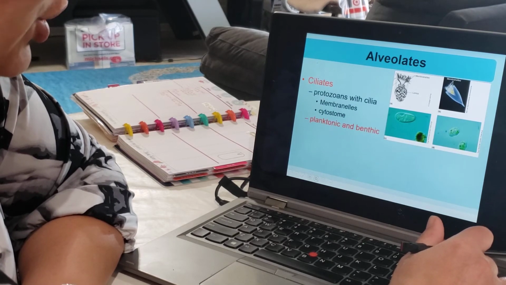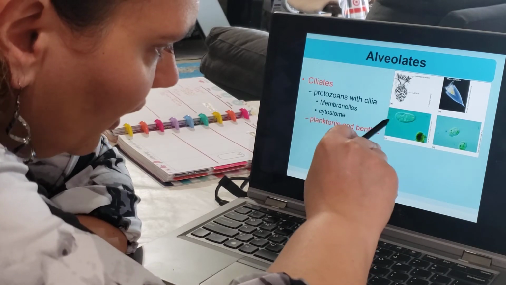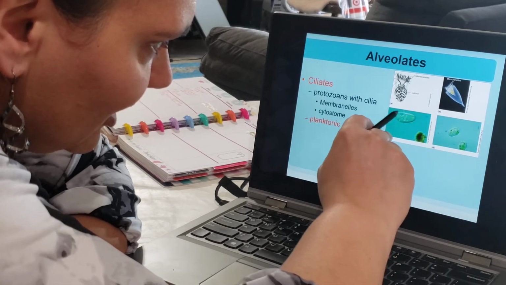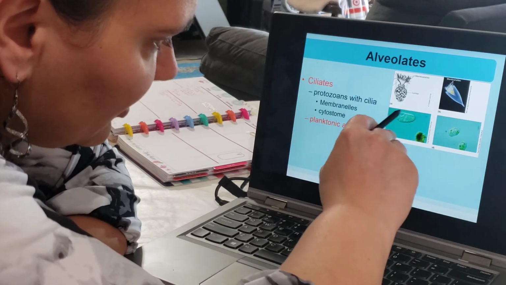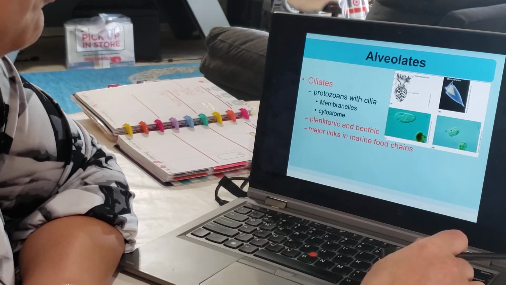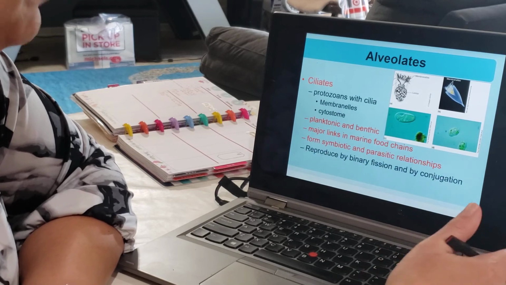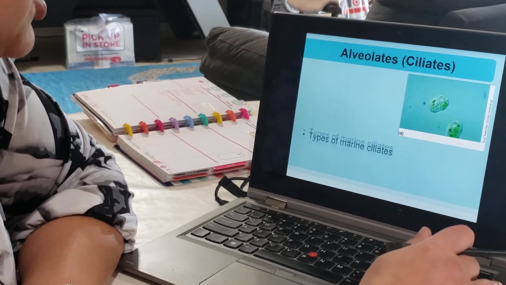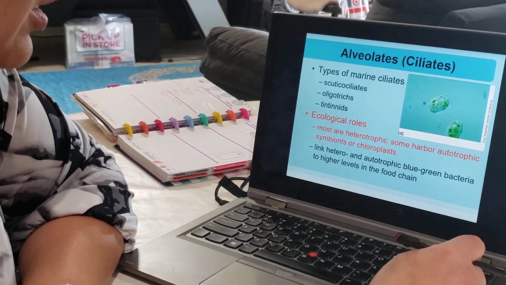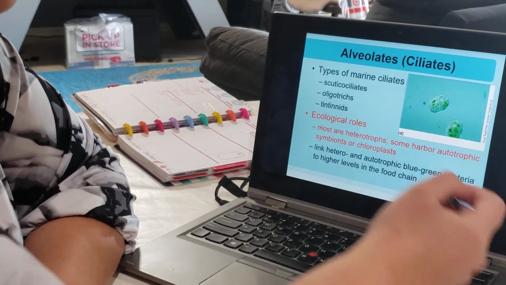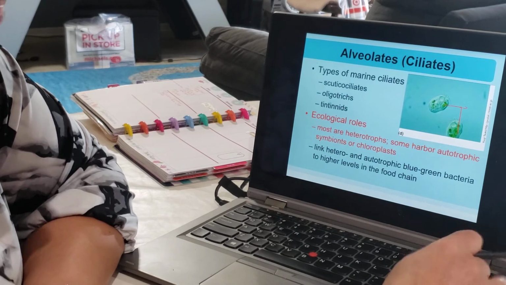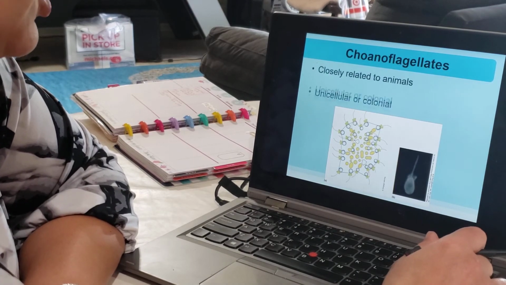Ciliates. These guys are just covered in cilia, and you can't see it well from over there, but if you look close up on your PowerPoint, you can see all these little extensions that surround the entire cell, and they will rotate. When you watch them alive, they'll just rotate around. They're really cool. They're planktonic, benthic, major links in the marine food chain, and form symbiotic and parasitic relationships. Most are heterotrophs. Some have autotrophic symbionts, such as that green structure right there. Some of them will also have chloroplasts.